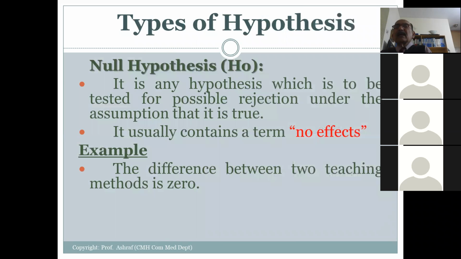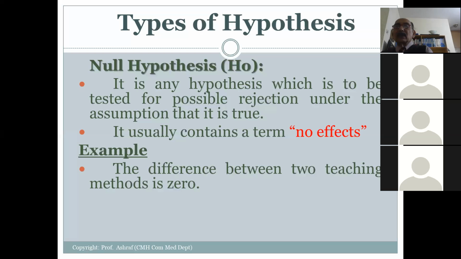So there are 2 types of hypothesis normally. Null hypothesis is any hypothesis which is to be tested for possible rejection under the assumption that it is true. It usually contains the terms no effect, no association, no difference in effect of treatments. This is the null hypothesis. Normally in our study, we make the null hypothesis.